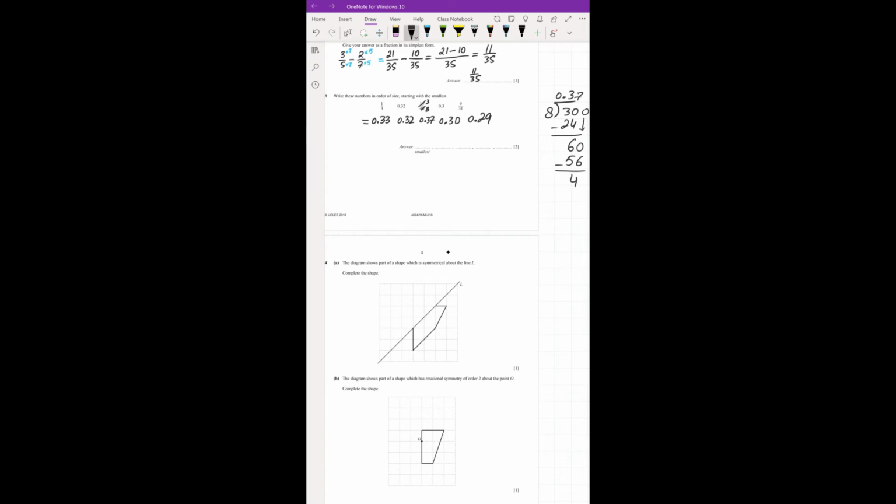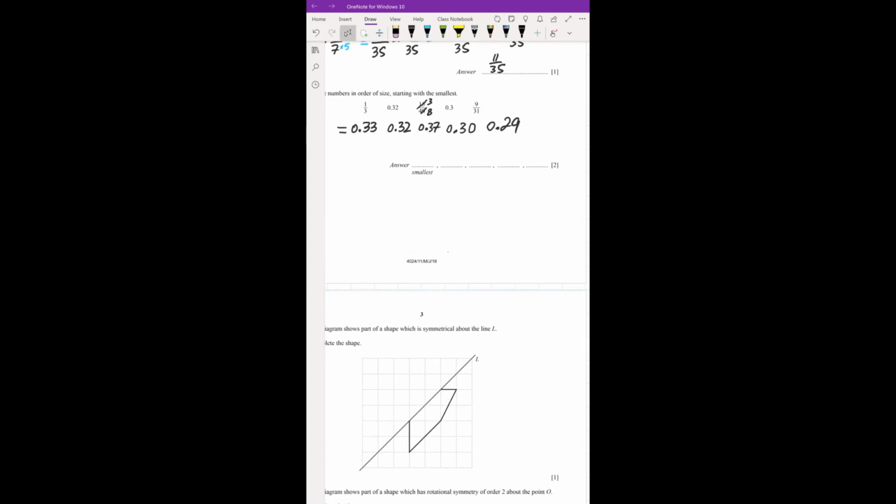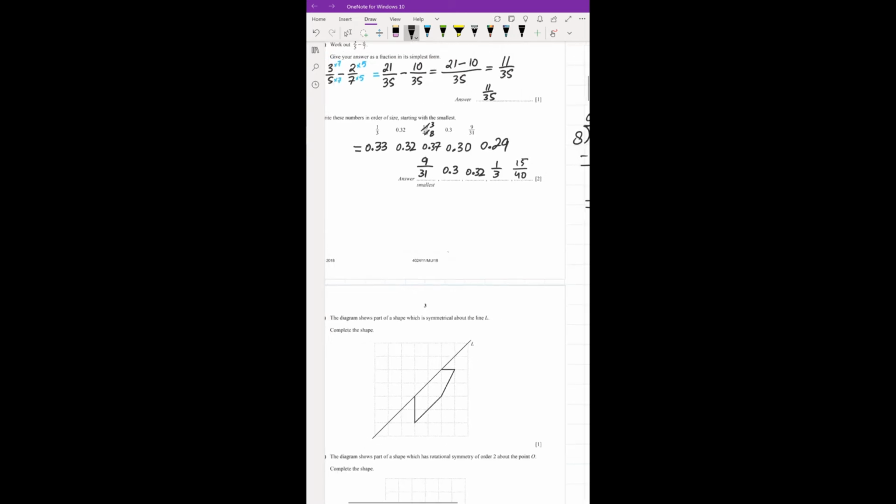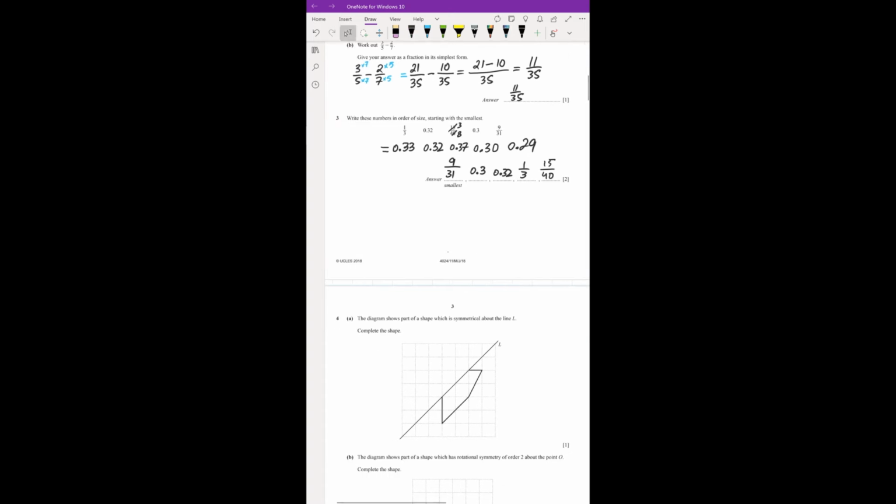So after writing all the numbers in decimal form, we can easily work out the smallest number. So the first number that we should write here in the first place, starting with the smallest one, is 9 upon 31. Then the second number should be written 0.3. The third is going to be 0.32. The next one should be 1 upon 3. And the last one should be 15 upon 40. So this is how we can arrange the given numbers, starting from the smallest and ending with the biggest number.